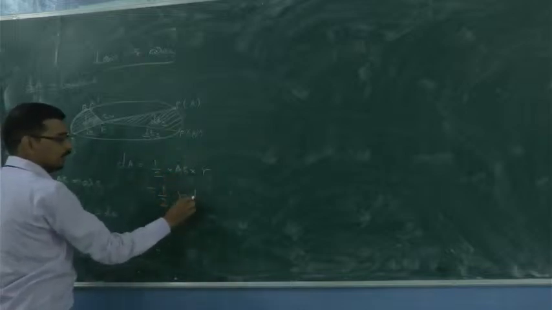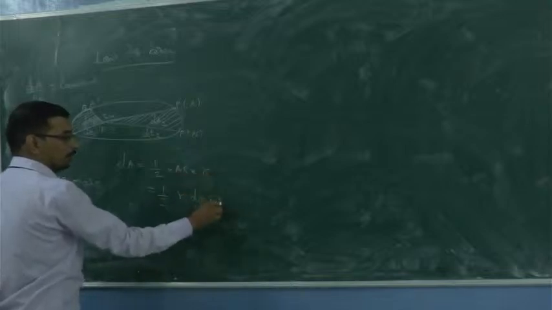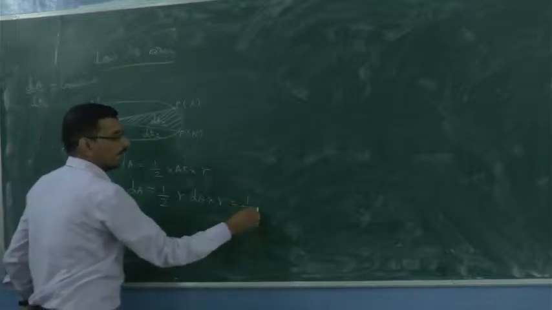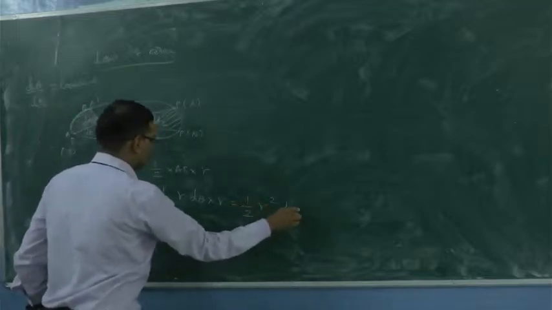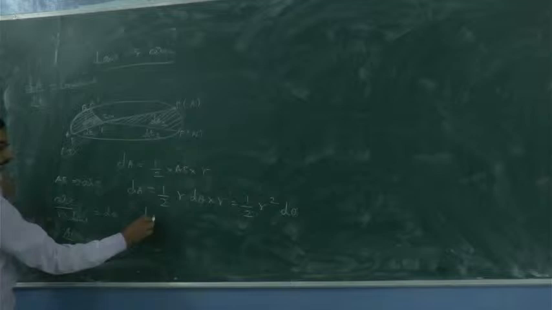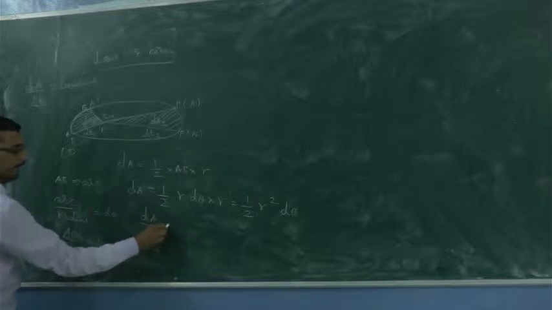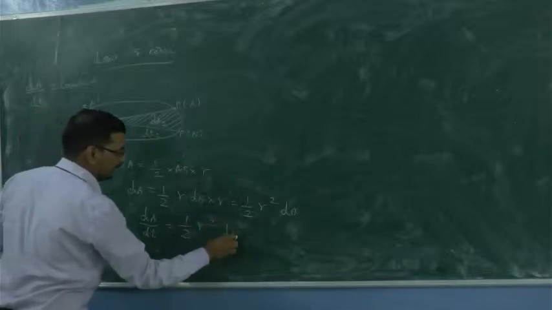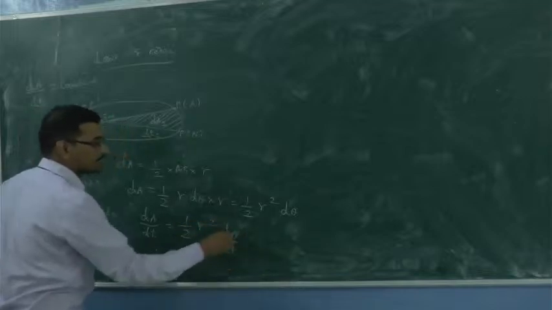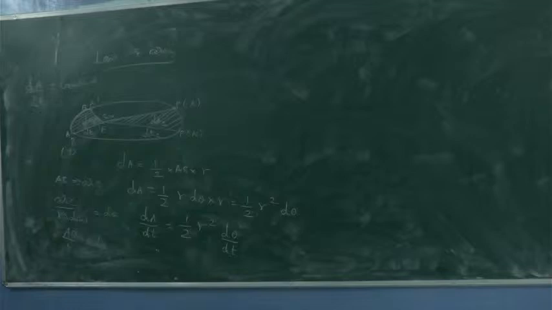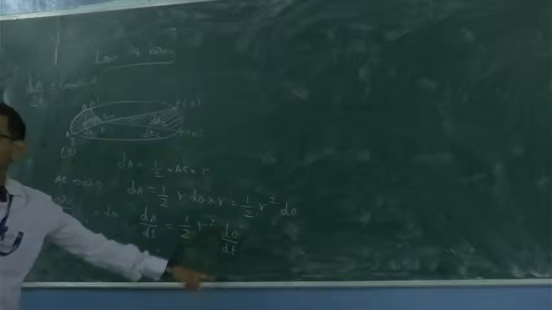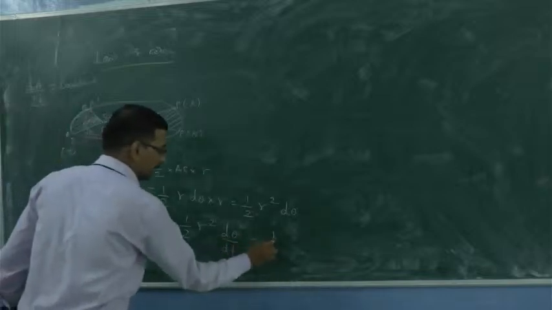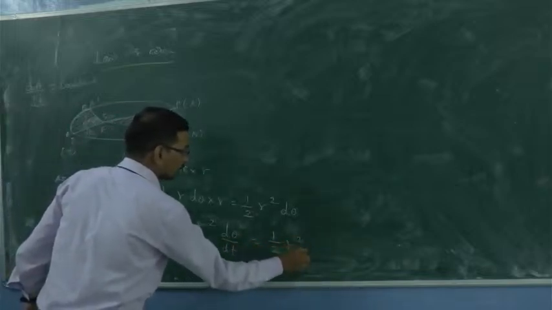AB is equal to R d theta. Already we are having one R, so dA is equal to half R square d theta. We need dA by dt value, so divide the final equation by dt: 1 by 2 R square d theta by dt. Tell me what is d theta? Angular displacement. Angular displacement by time is angular velocity. So the next expression becomes half R square omega.